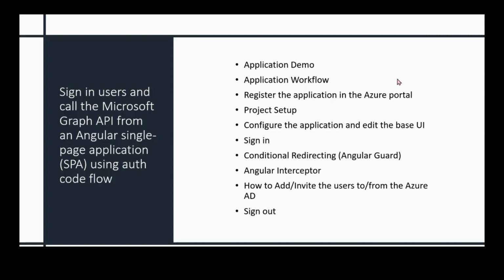Microsoft Graph API is a RESTful web API that enables us to access Microsoft cloud service resources. That means with the help of Microsoft Graph API, we are able to access the user's data from Microsoft 365 and Outlook, Office, Cortana, etc.